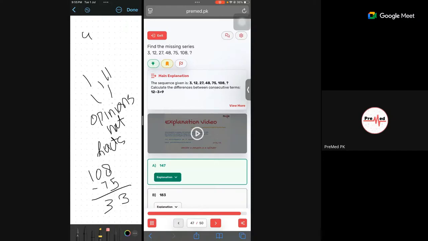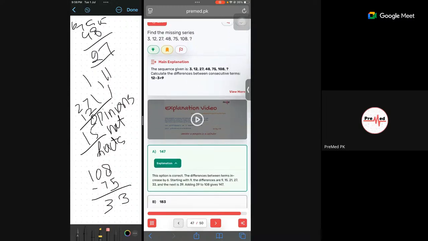We have 48 and 75. The difference is 27. We have the differences like that. So if you keep subtracting like this, 12 minus 3 gives 9, and 27 minus 12, how much is that? 27 and 12, it is 15. We have a difference of 15.